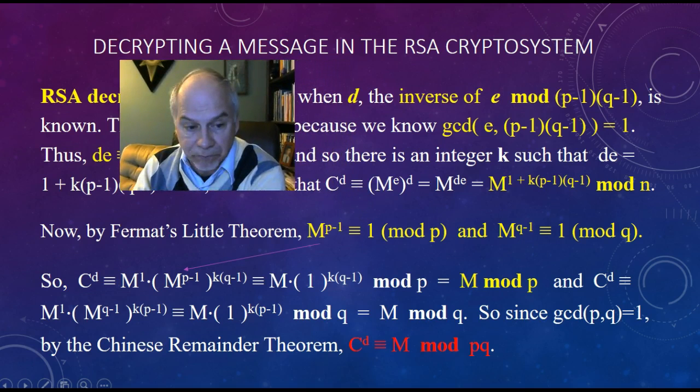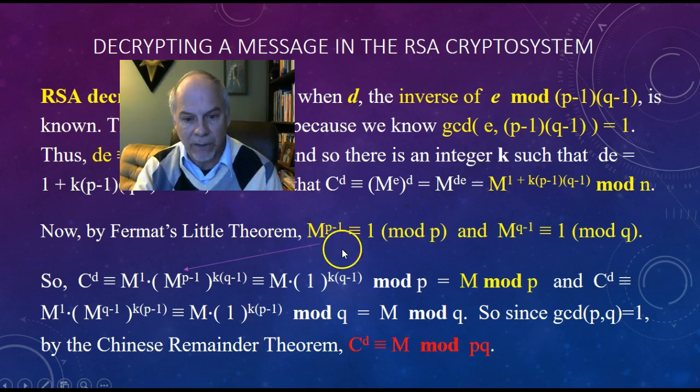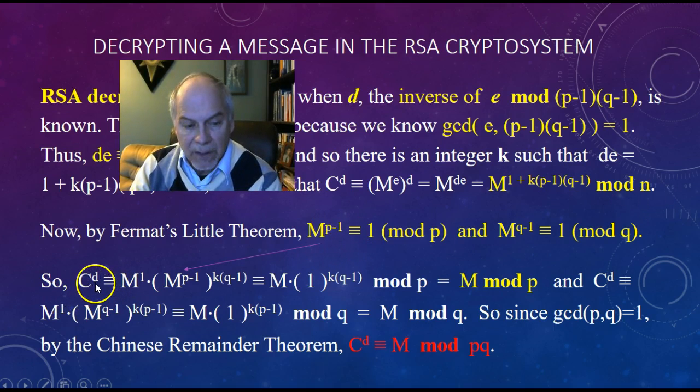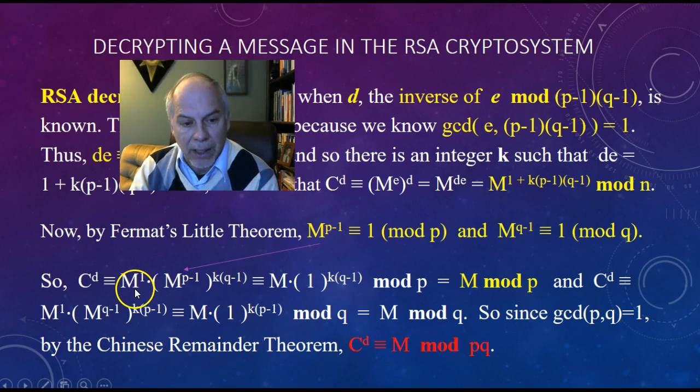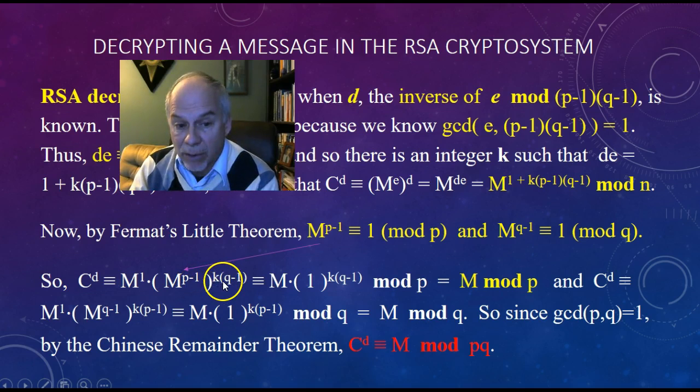Now we're going back to what we had up here a moment ago, that c to the power of d equals m to the power of 1 plus k times (p minus 1)(q minus 1) mod n, right? Now, c to the d power is equal to m to the first. Now, where did we get the m to the first? Well, that is right here. We're taking that 1, and so we're going m to the first, and then m to the power of p minus 1, taken again to the power of k times (q minus 1).